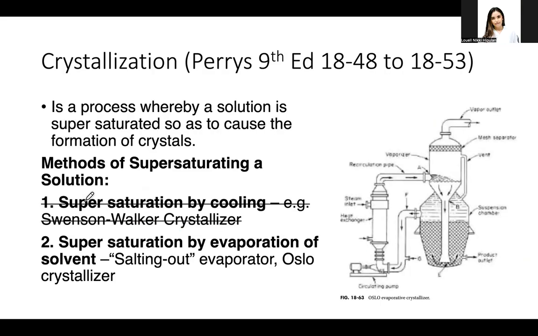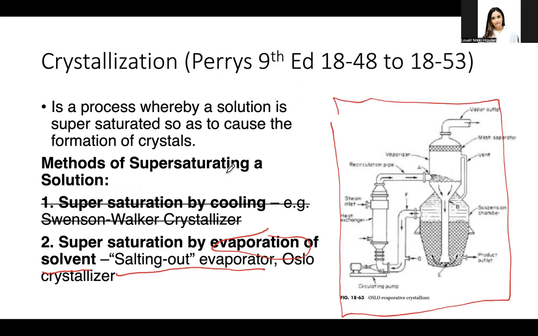So another way to achieve supersaturation is through evaporation of your solvent, or what you call salting out evaporator. An example is the Oslo crystallizer, which can be seen on figure 18-63. If you want more information, you can read your Perry's.